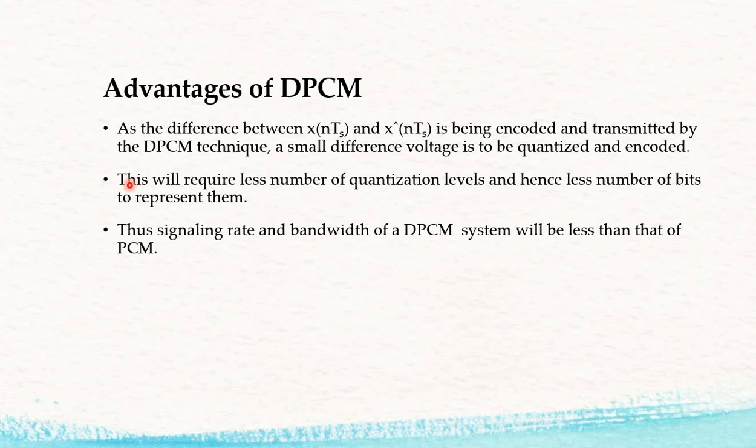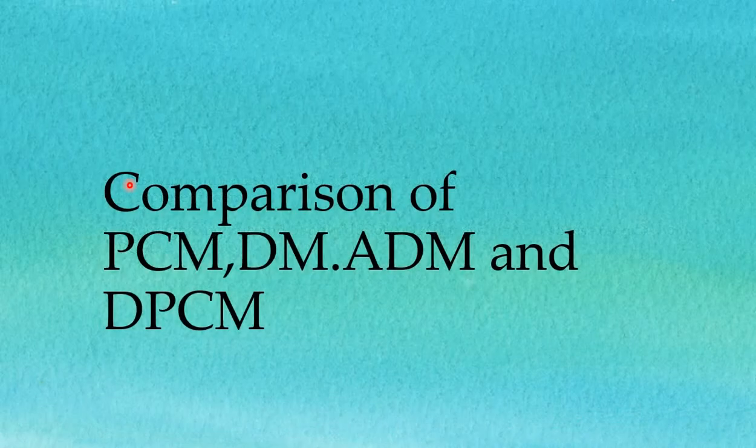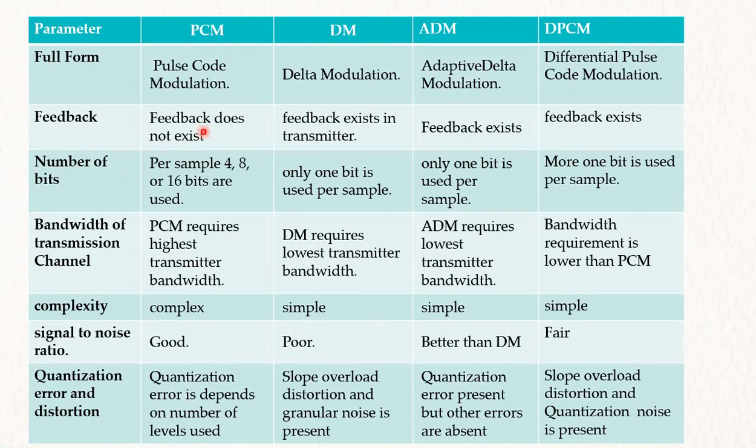Advantages of DPCM: the difference between x(nTs) and x bar(nTs), the actual sample input and the feedback signal, is encoded and transmitted by the DPCM technique, and this small difference voltage is to be quantized and encoded. Then the comparison of PCM, DM, ADM and DPCM, this is a very important part. This is the conclusion of all the modulations we have seen so far. So we have seen PCM, DM, ADM and DPCM. These are all baseband modulation techniques which we have discussed in this unit 4. So what are their basic differences?